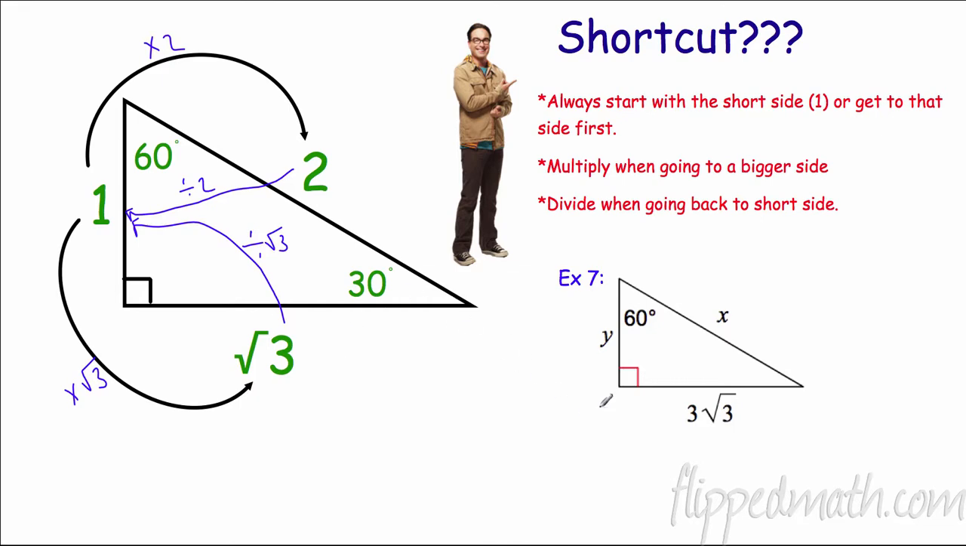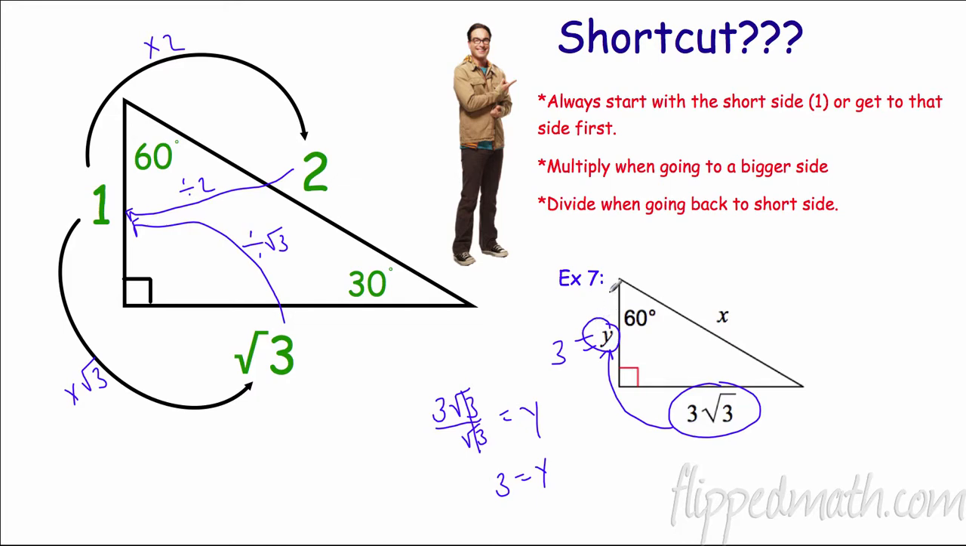Let's take a look at here. So I have the middle side. I said always start by getting the short side first. So here's the short side. To go from a bigger side to a smaller side, I divide. So I'm going to divide by what is across from 60. Across from 60 is always radical 3. So I'm going to divide by radical 3. So 3 radical 3 divided by radical 3, these cancel, and I have y is 3.